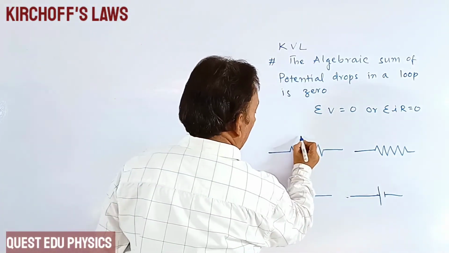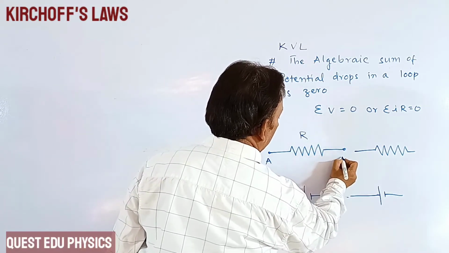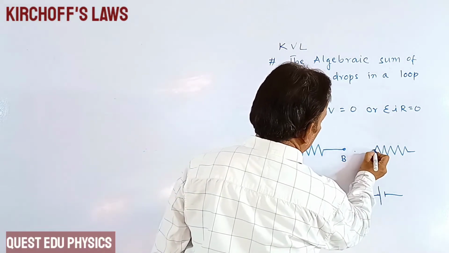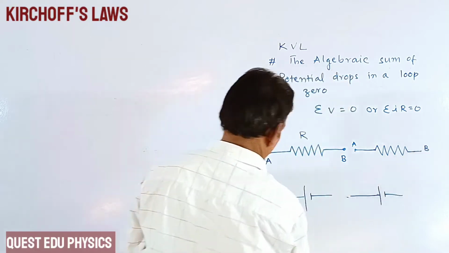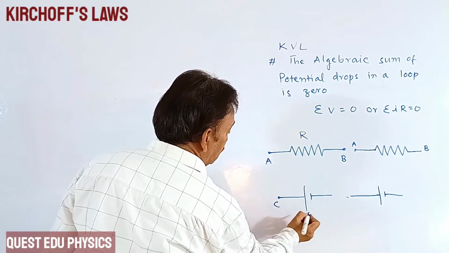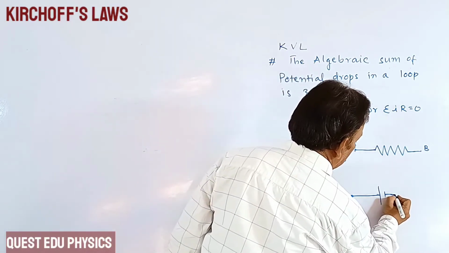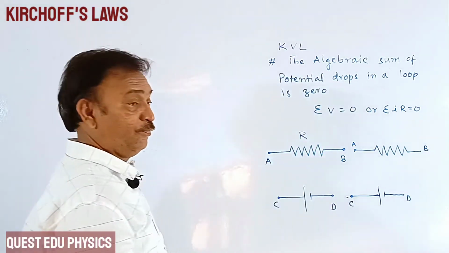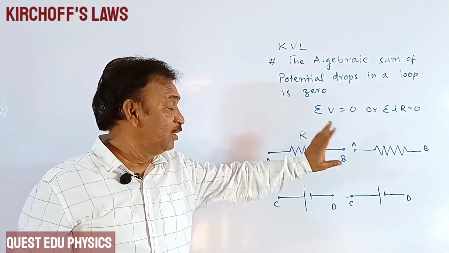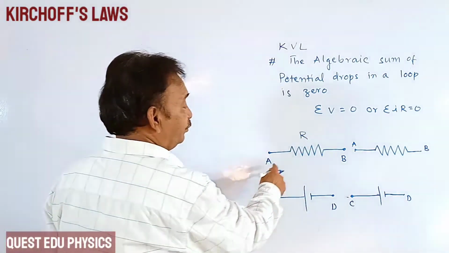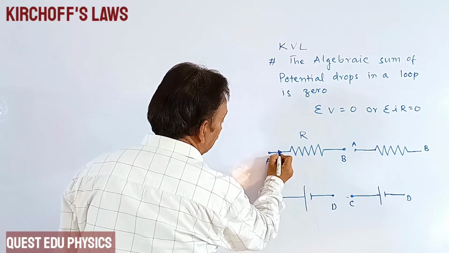This resistor has a resistance of R. Let's say it is the point A and it is the point B. Same as here, it is the point A and we are taking it as the point B. And say it is C, it's D, and here also it is C, and D, students. These two are the cells, and these are the resistors. Imagine that it's a part of the circuit and current is flowing in this direction.